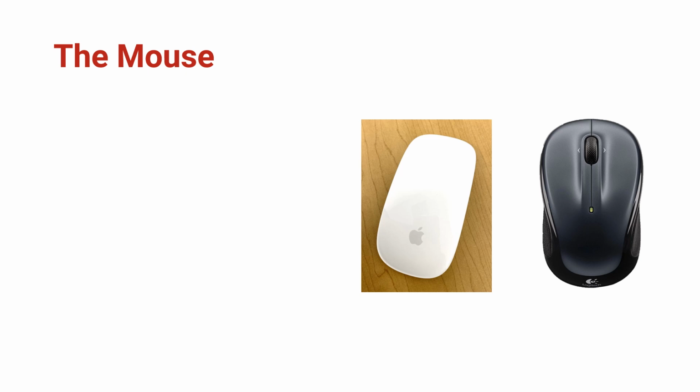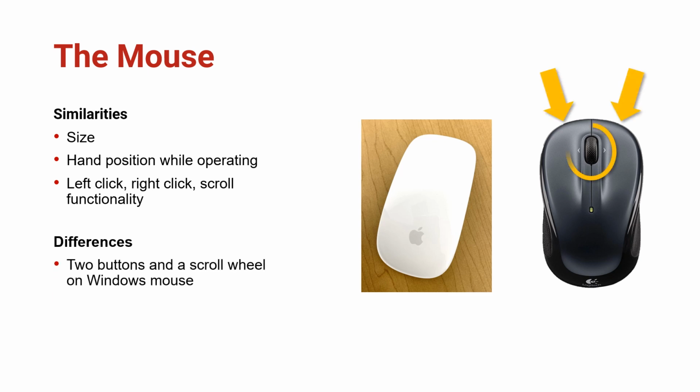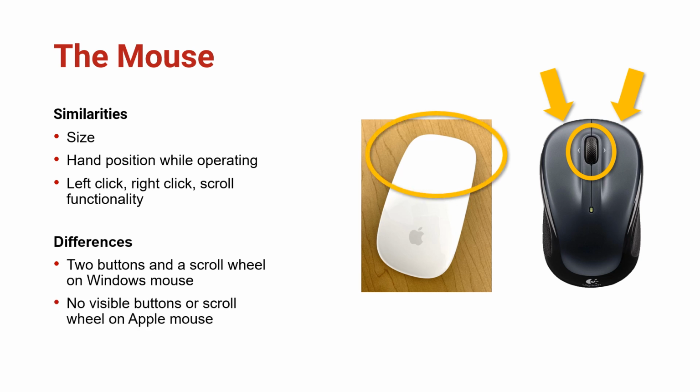Now let's look at the mouse. Here, a white Apple mouse is shown on the left and the standard Windows mouse on the right. Notice they have similarities in size, how your hand will be positioned when you're operating it, and the ability to do left clicks, right clicks, and scrolling. The differences are that there are two buttons and a scroll wheel visible on the Windows mouse, and there are no visible buttons or scroll wheel on the Apple mouse. It has a much sleeker, smooth appearance.